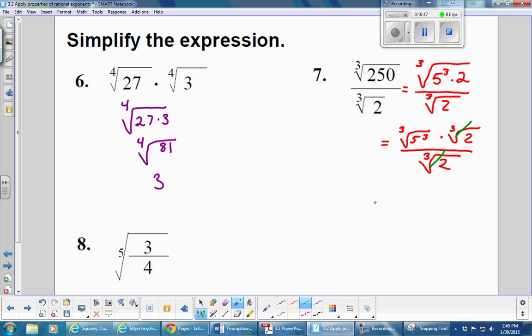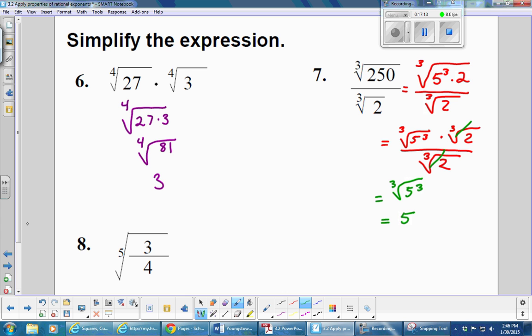So what am I left with? Well, the cube root of 5 to the third power. Well, what's 5 to the third power? 125. So the 3's undo each other, and you just get what? 5. You could have also used your calculator on there if you were a little bit slick with the calculator. That would have been fine too. Okay, let's jump down to number 8.